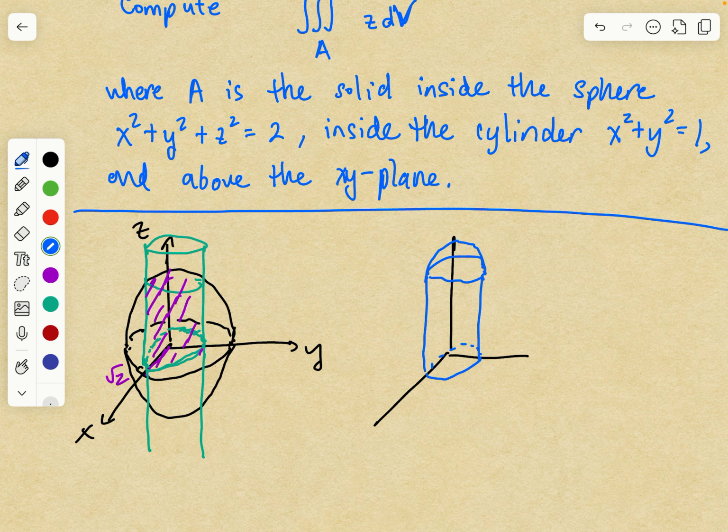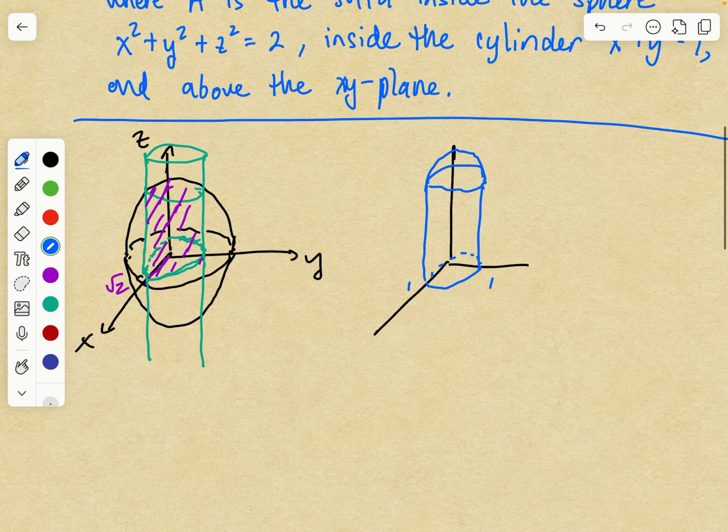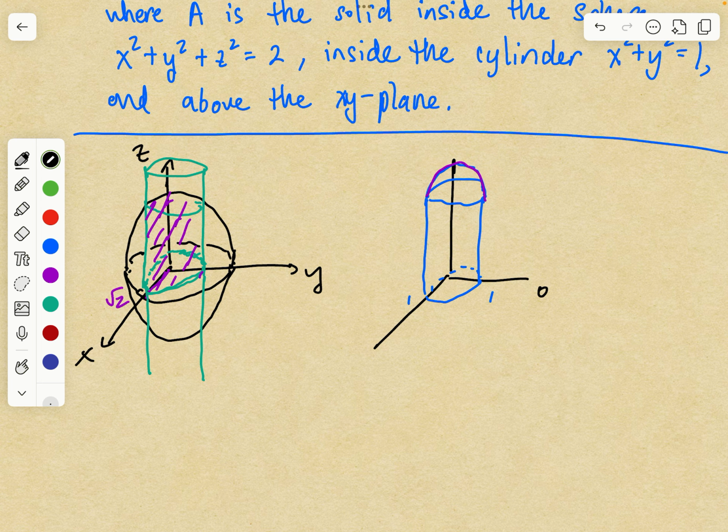All right, and it goes out to 1, right? So we need to figure out how to set up the bounds of integration, and we see that z is going from 0 because you have the xy plane, but it's going up to this top part here. And this top part is given by the sphere. And so you have z equals the square root of 2 minus x squared minus y squared, right? If you solve for z, it's this top part of the sphere.